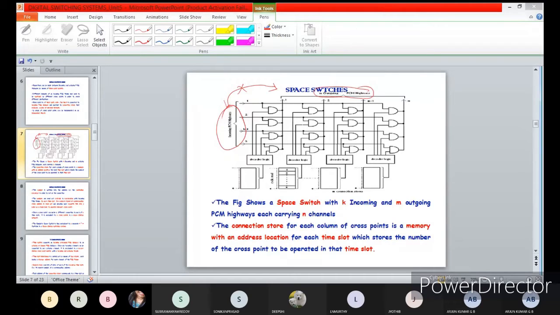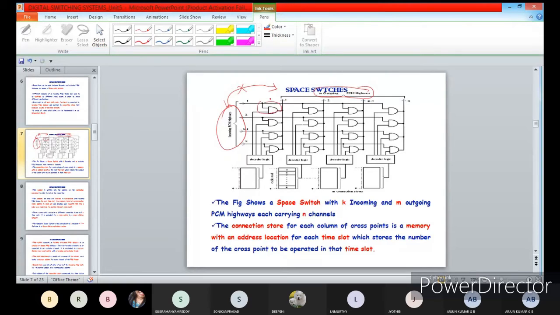To make this cross point for this kind of space switching, we are using two-input NAND gates. These two-input NAND gates are used here to make this cross point. This is called a NAND gate. Clear about this one? We are using a NAND gate.